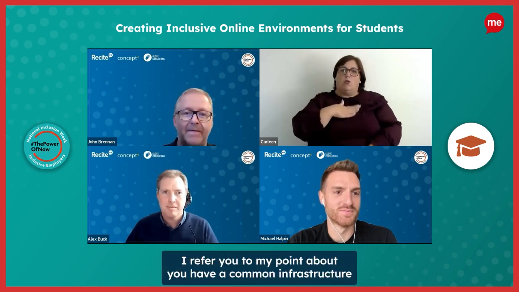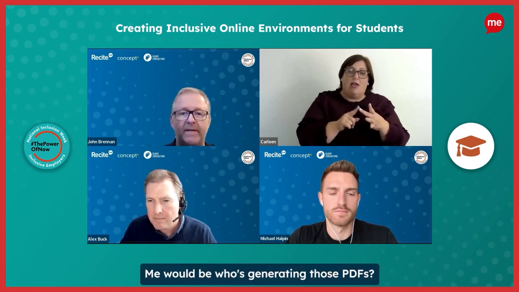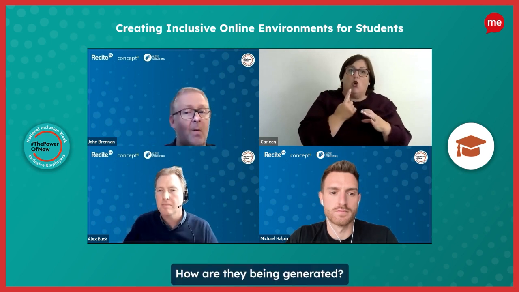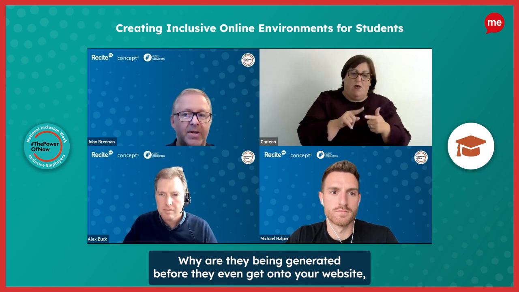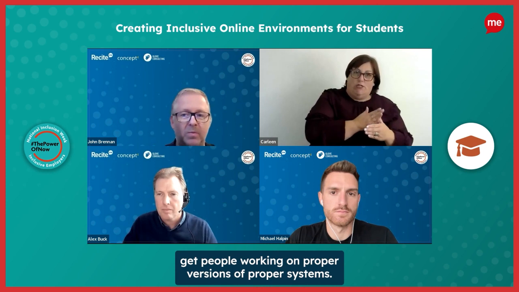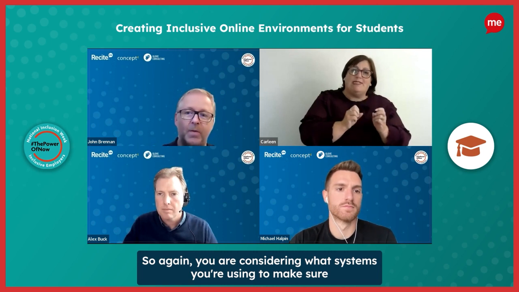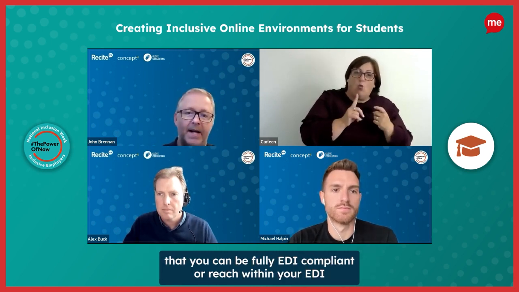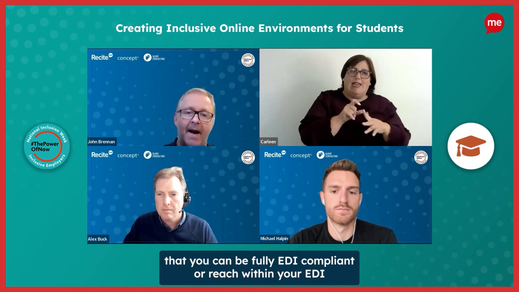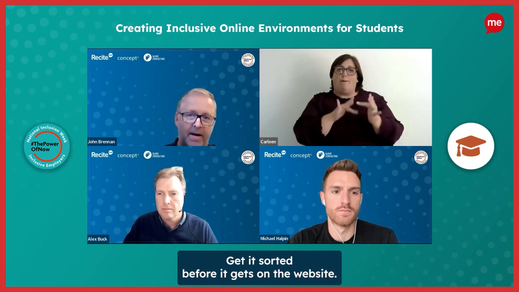Yeah, sorry, just to dip in there as well. I referred to my point about do you have a comms infrastructure that allows you to be fully EDI? So comms infrastructure for me would be who's generating those PDFs, how are they being generated, why are they being generated before they even get onto your website? Deal with the problem upstream, and get people working on proper versions of kit, proper systems. So again, are you considering what systems you're using to make sure that you can be fully EDI compliant within your EDI? Get it upstream. Don't worry about it when it gets on your website. Get it sorted before it gets on your website.